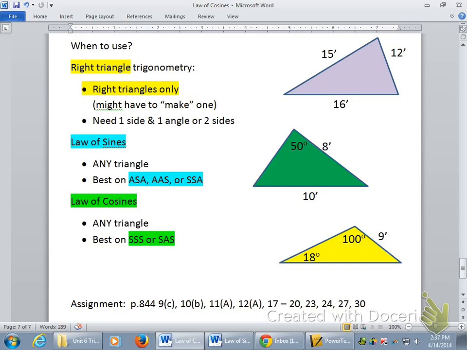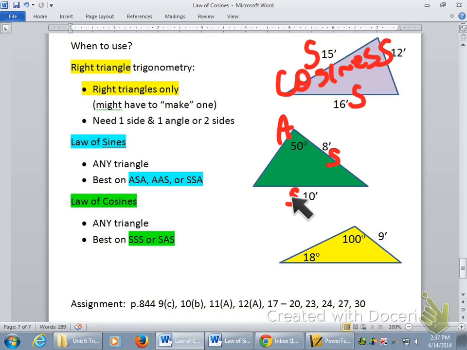So let's go through these three triangles, purple, green, and yellow, and let's decide which one I should use as I do this work. For the purple triangle, what information was given? Okay, that's going to be side, side, side. So this is definitely cosines. For the green triangle, they've given me an angle and a side here and a side here. I know, don't look. Anyways, what situation is this? Side, side, angle. Side, side, angle is definitely the law of sines.